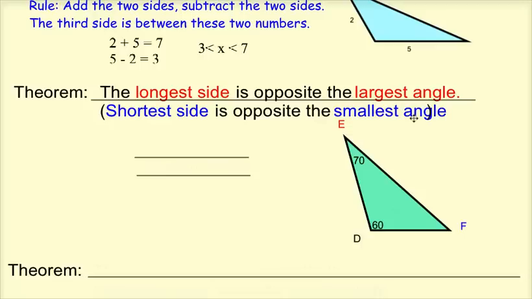Okay, if you need to pause the video, you can. I have a triangle DEF right here. I know angle D is 60. I know angle E is 70. Before I can find the longest side and the shortest side, I first have to find angle F.